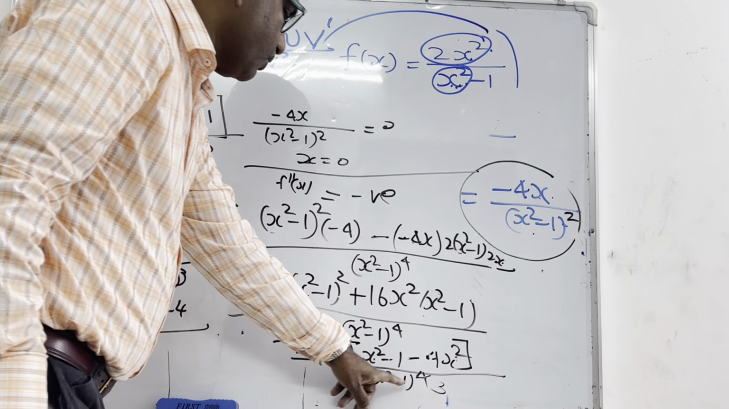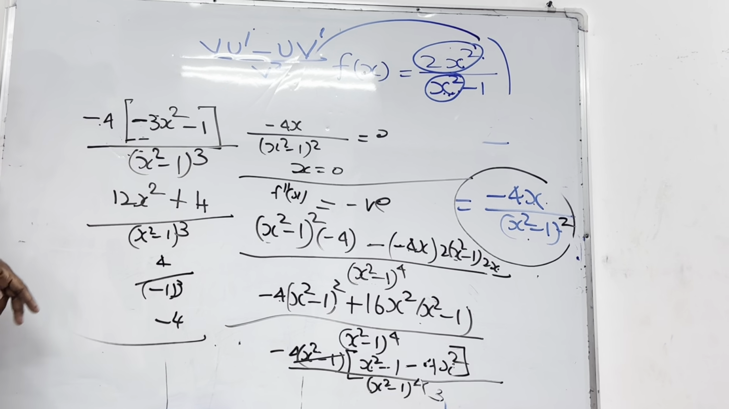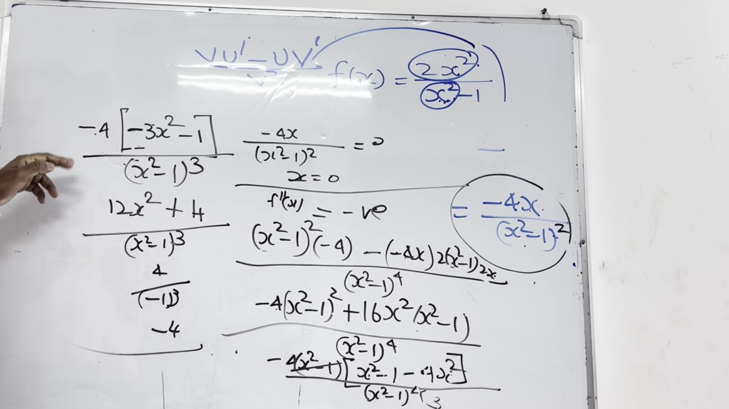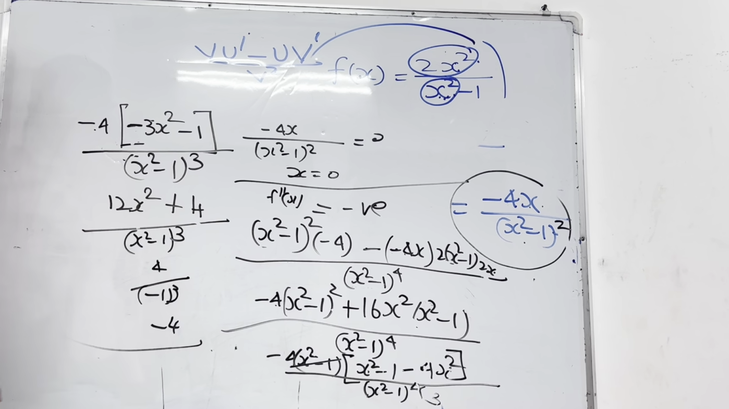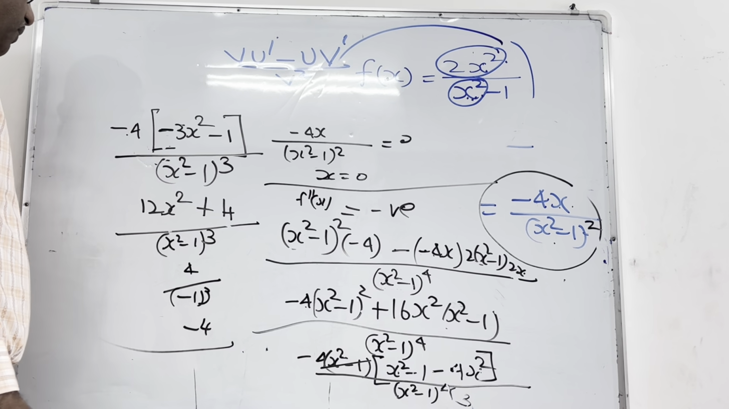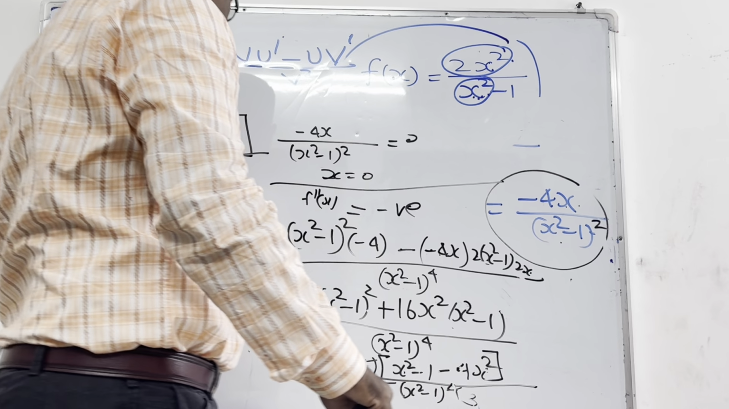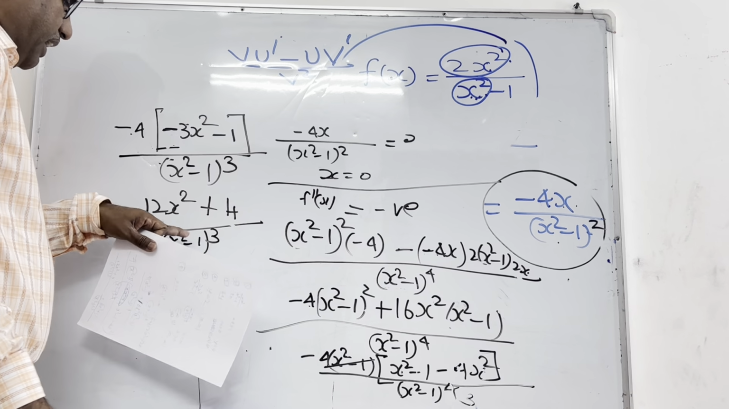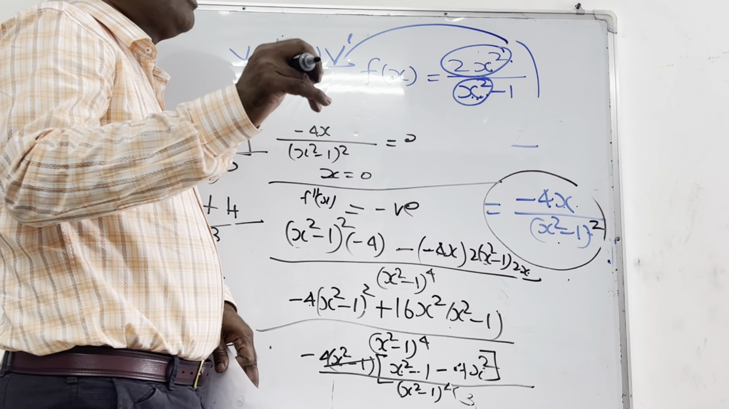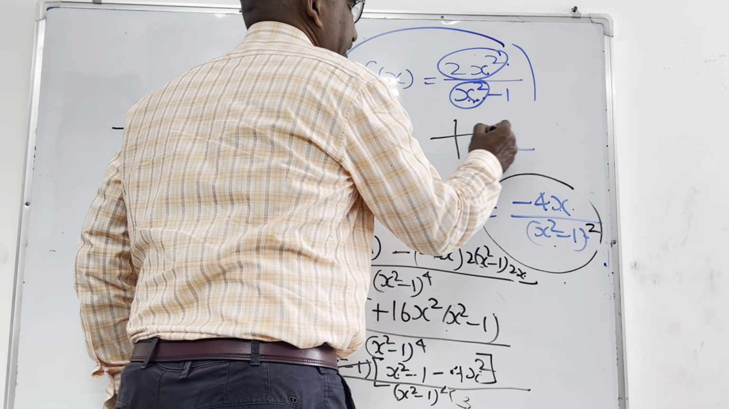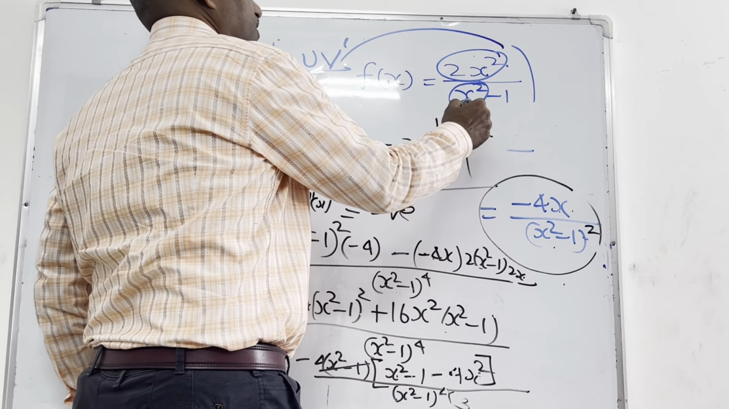X squared minus 1, this and this will be cancelled. So the power 4 will become 3, so x squared minus 1 cubed. So minus 4, if you multiply, it is 12x squared plus 4 over x squared minus 1 cubed. Okay, then we are substituting x is equal to 0 here. 4 over minus 1 cubed, it will be minus 4, it is negative. So x is equal to 0 is a maximum. We already concluded this one, we already concluded x is equal to 0 is a maximum.